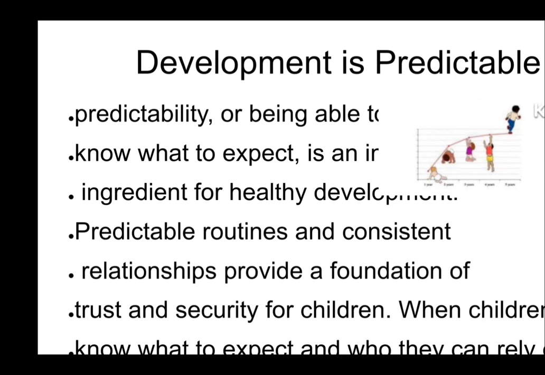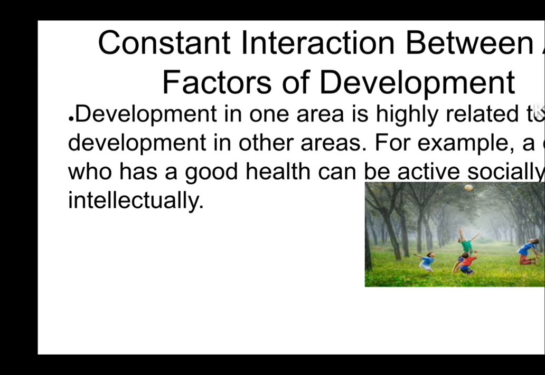The next is constant interaction between all factors of development. Development in one area is highly related to development in the other areas. So it's interrelated. For example, a child who has good health can be active socially and intellectually. If the child's health is good, then he can actively participate in social activities, and intellectually he will also be good.